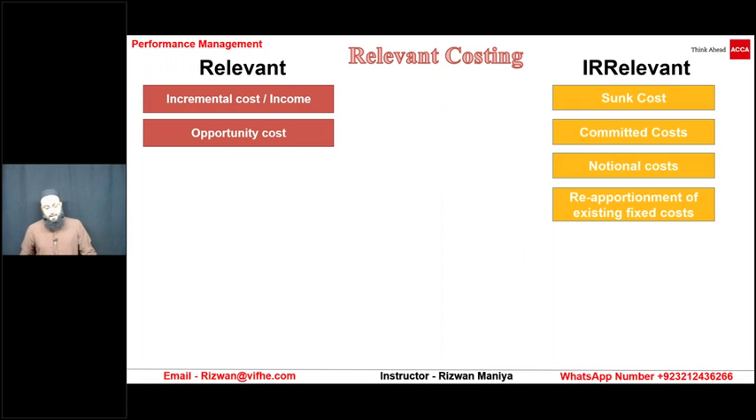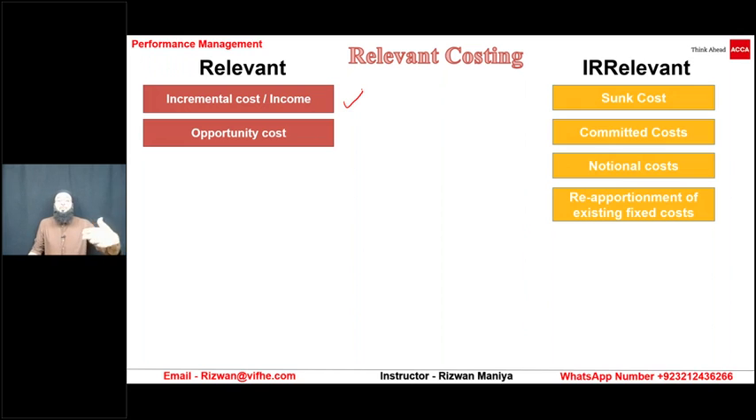Then I will be giving the example through the past papers. A cost will be a relevant cost if it's an incremental cost or an incremental income. So we classify that as a relevant cost. Now keep this in mind: for example, you are planning to do ACCA, and the second plan you have is to do MBA or BBA. The fee of ACCA is, for example, 500,000, and the fee of BBA is, for example, 400,000. So if you decide to do ACCA, you will be incurring 500,000.